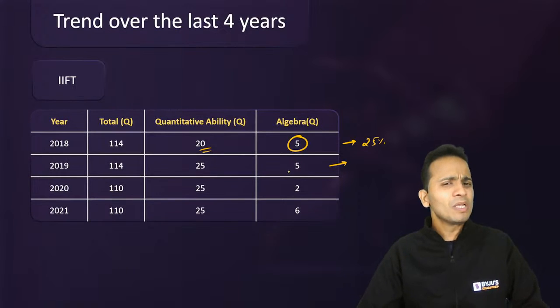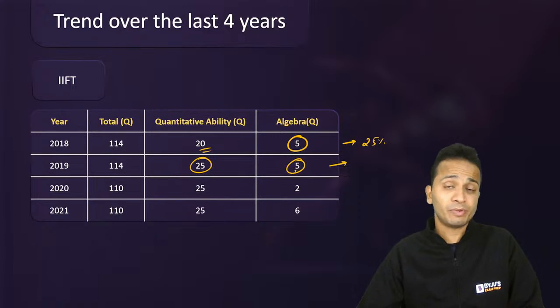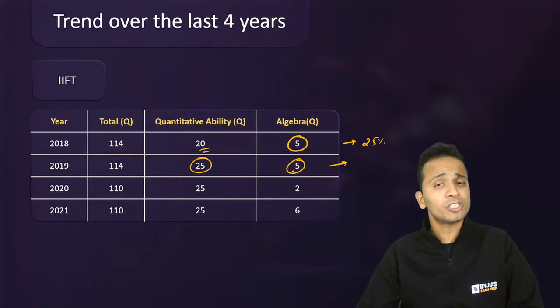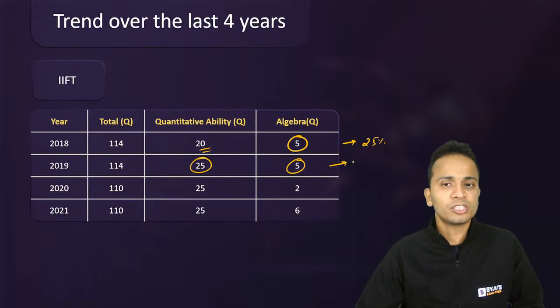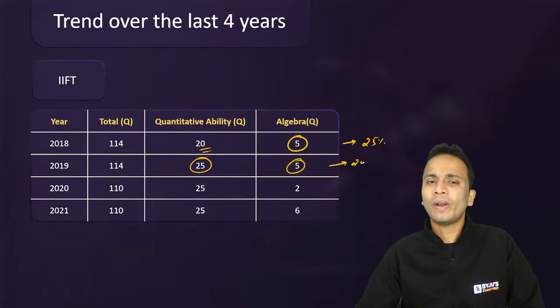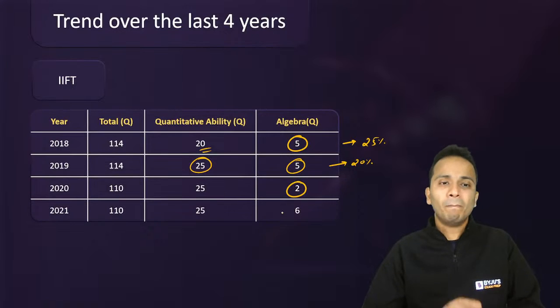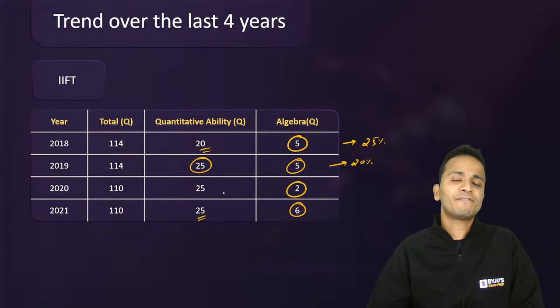In 2019, as far as percentage weightage is concerned, it reduced because out of a total of 25 questions in the QA section, there were 5 questions on algebra. So yes, when in 2018 we saw 5 questions, in 2019 we saw the same number of questions, but the percentage weightage out of the total number of questions dropped to 20%. 2020 saw very few questions from algebra, less than 10%. But if you look at 2021, so again 6 out of 25 questions.